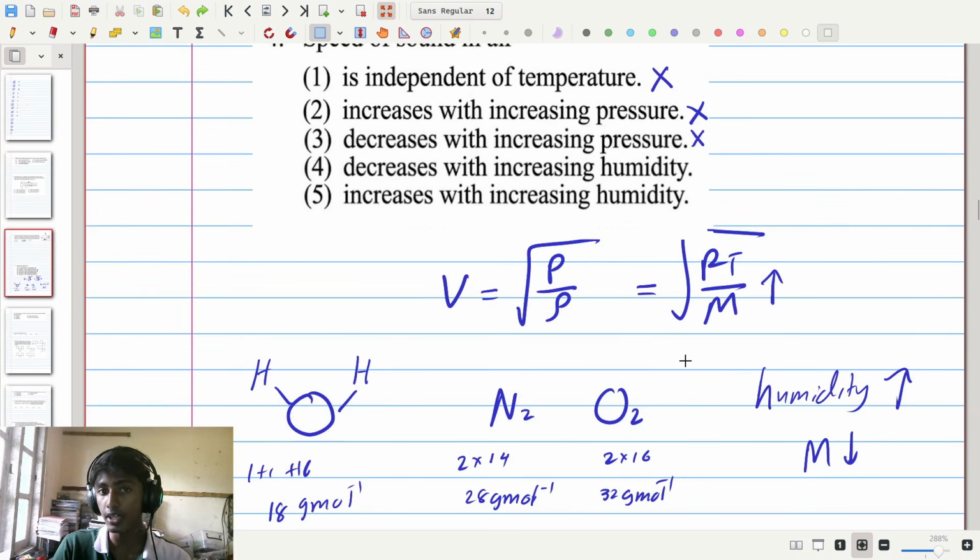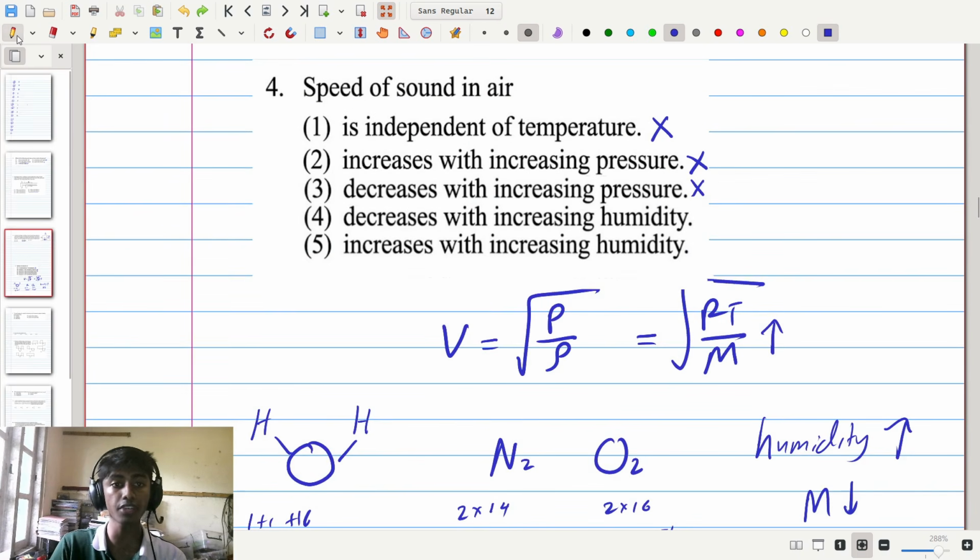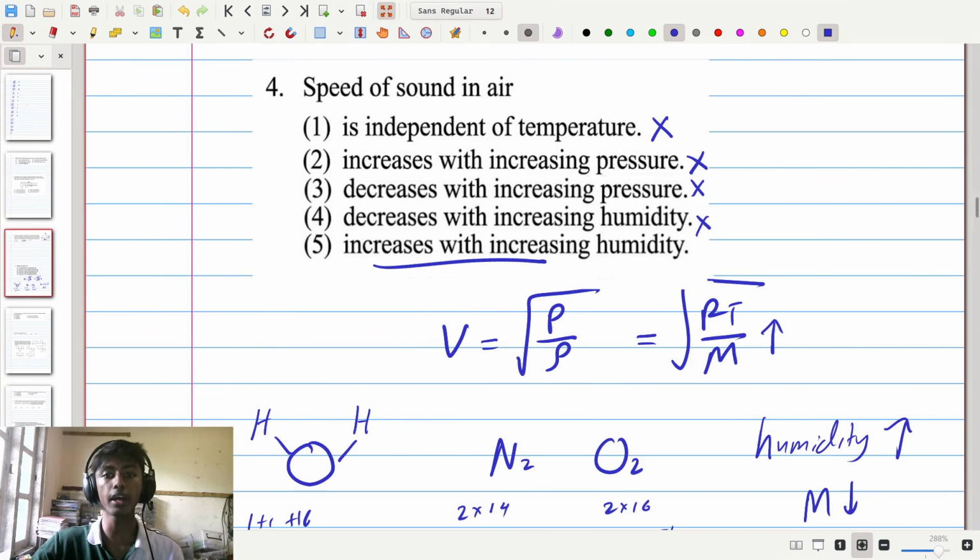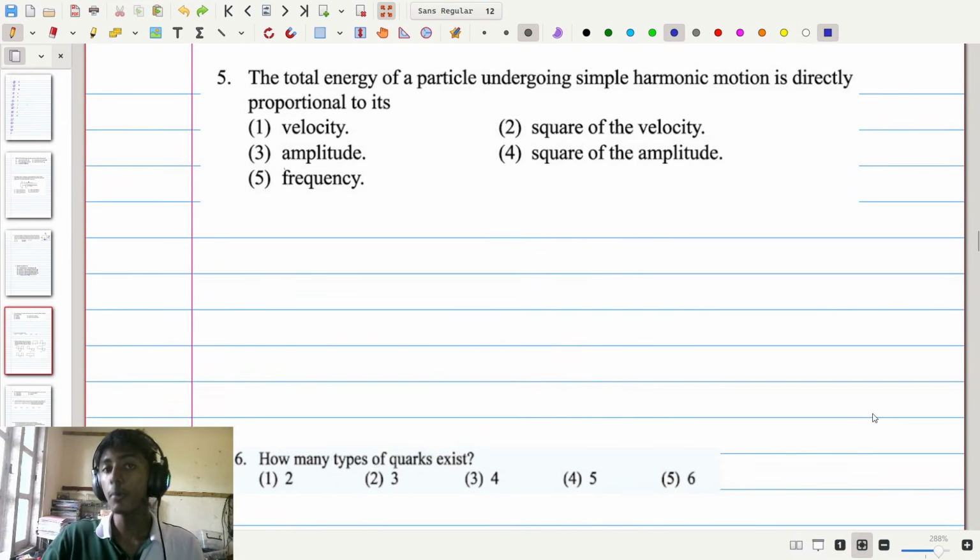the overall speed of sound in air will increase. So answer number 5 is the correct answer. Now moving on to question number 5.